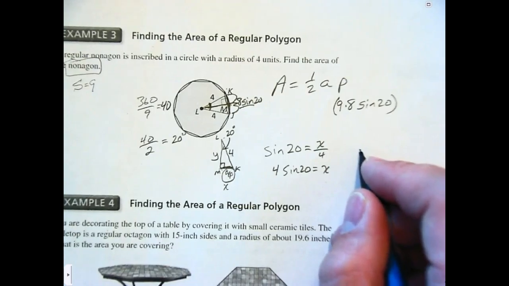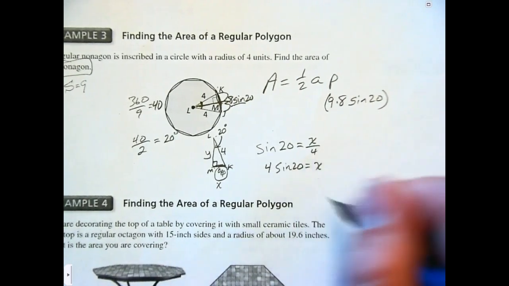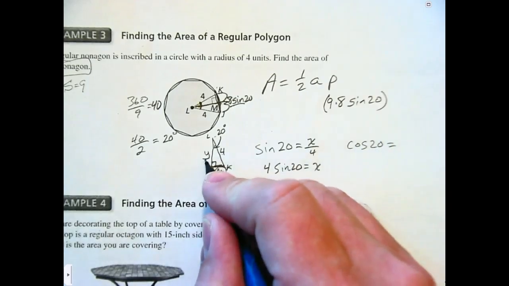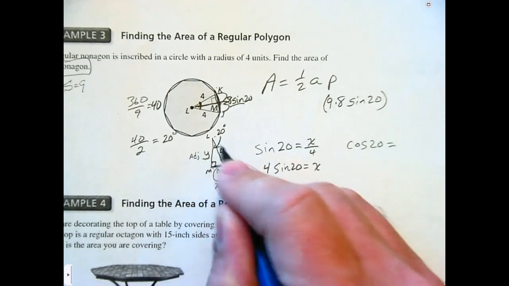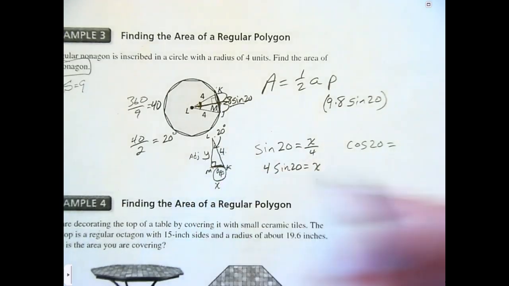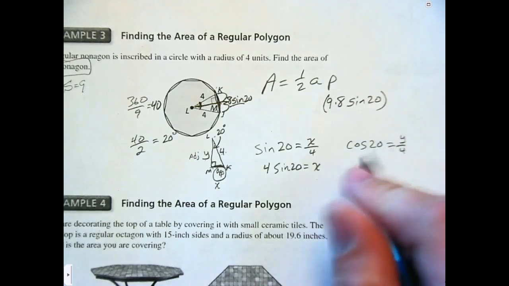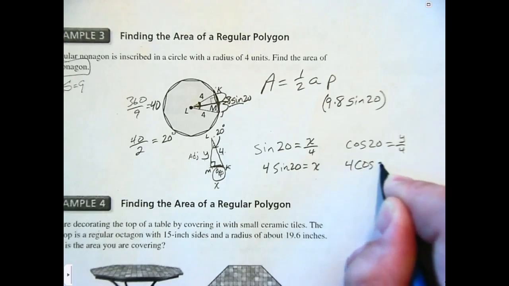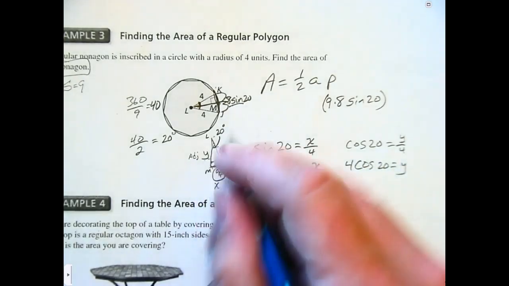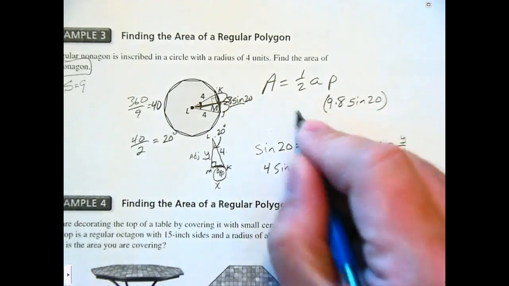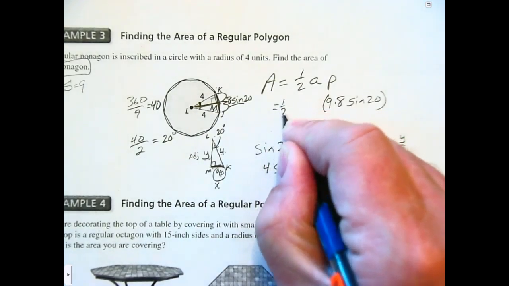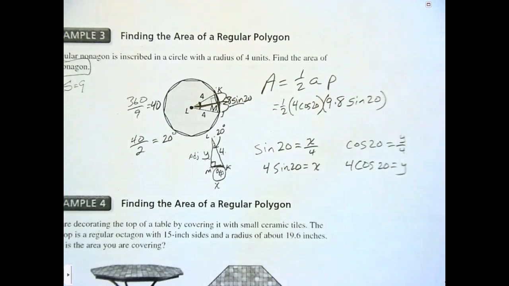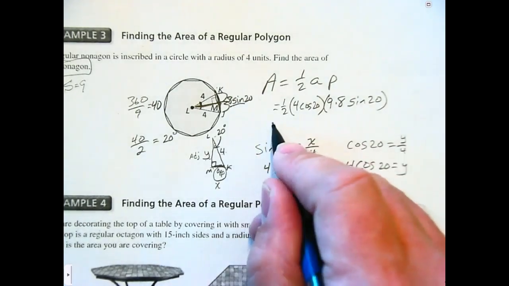Let's not use the Pythagorean theorem because we'd have to use a rounded value, or it would just be messy. But we could use cosine. Cosine of 20 is equal to adjacent over hypotenuse, so y over 4. Which means the apothem there is 4 cos 20. That's this here. Remember, that's our apothem. So we end up with 1/2 times a, which is 4 cos 20. This is what we're putting into our calculator to find our area.